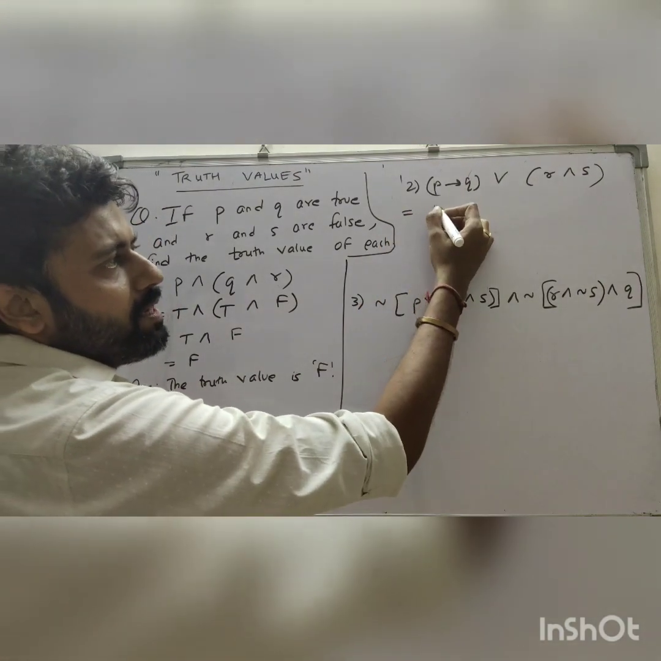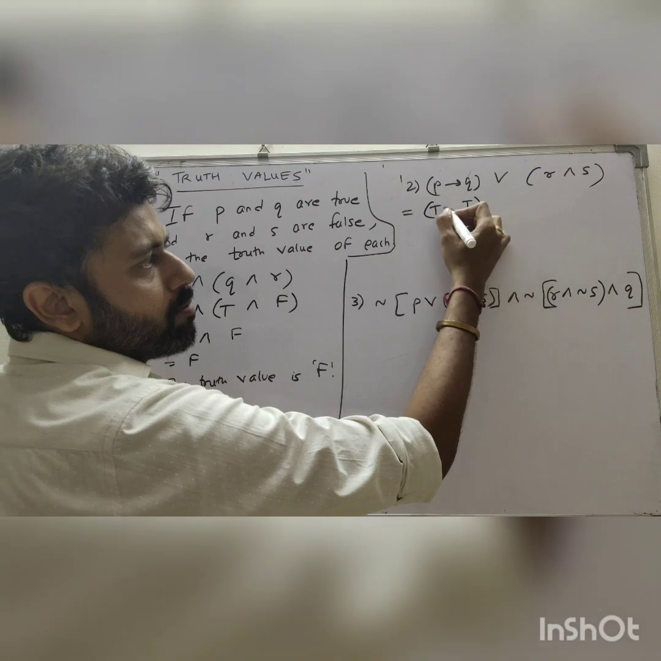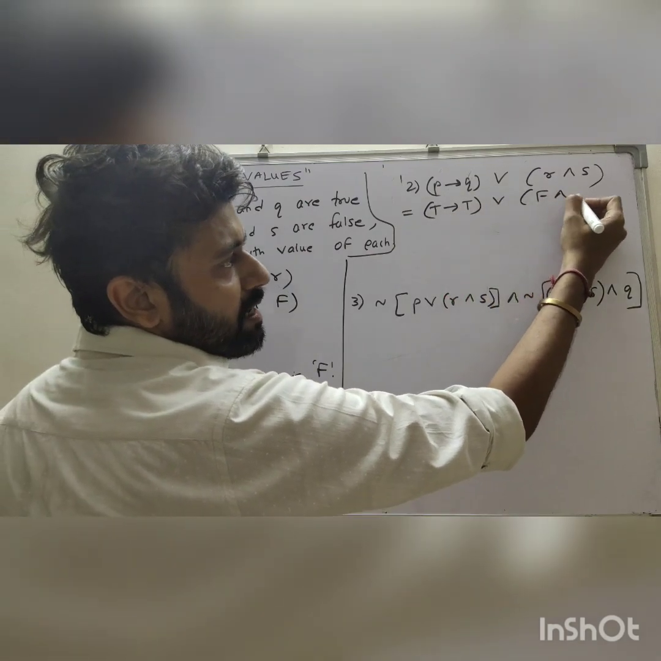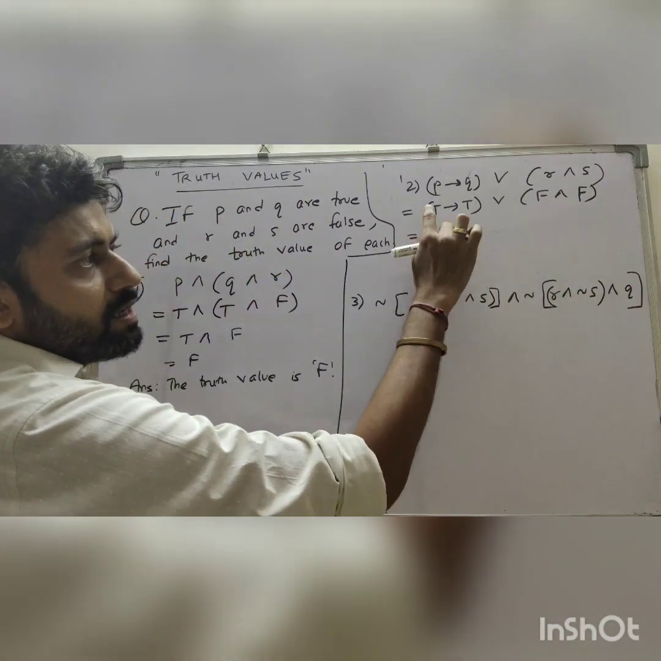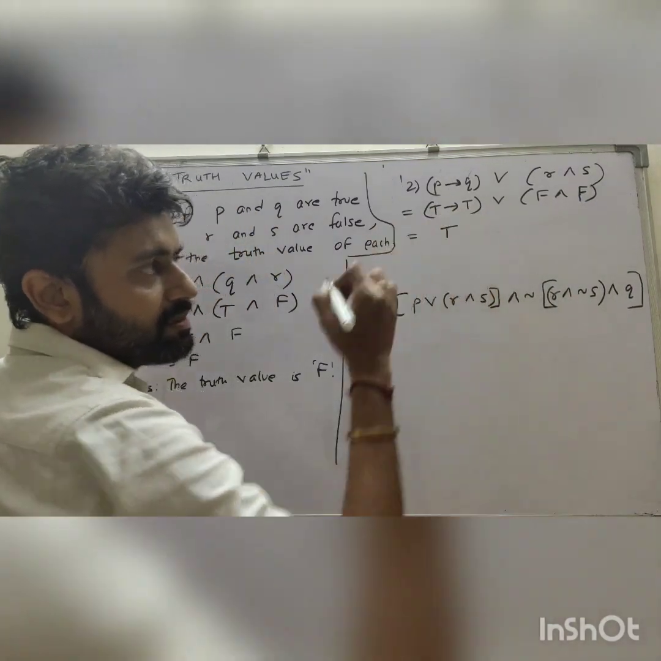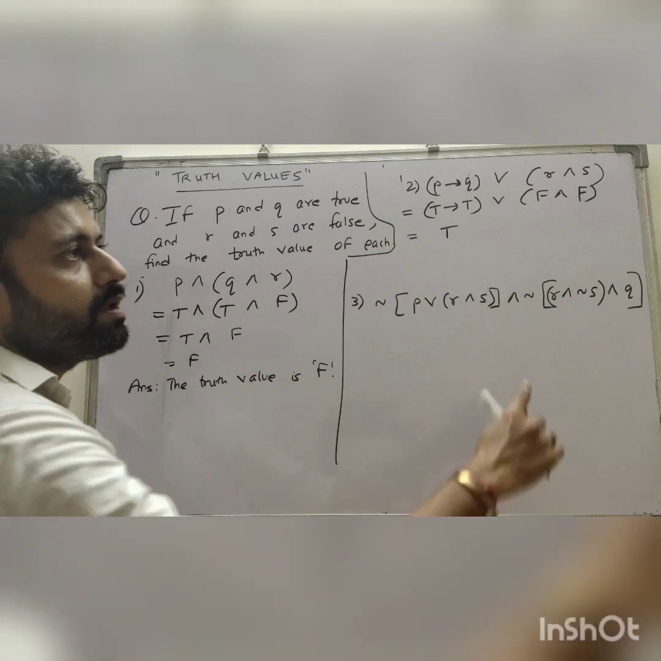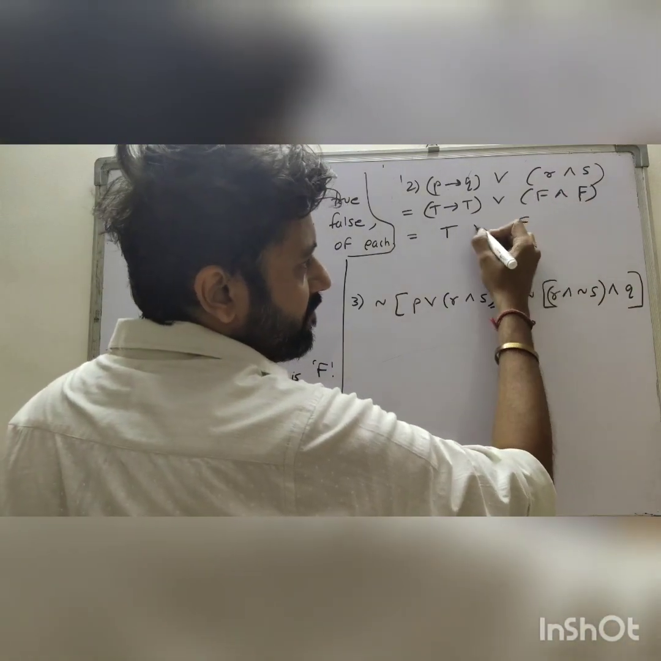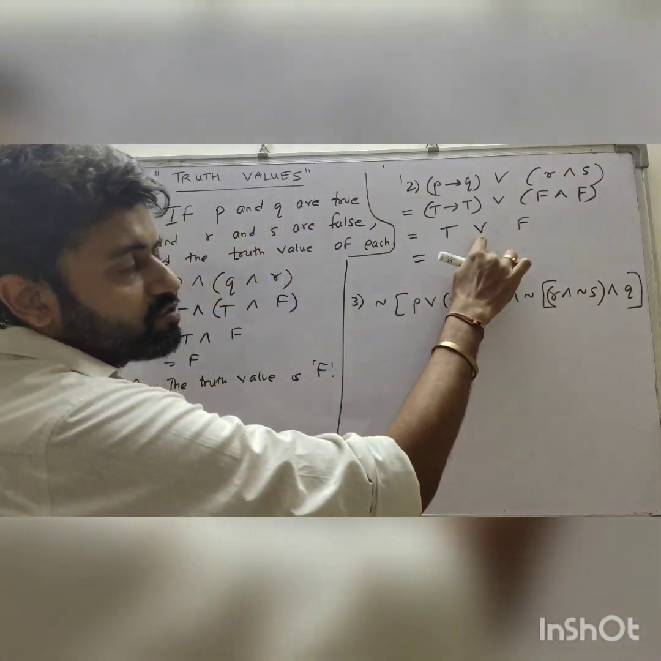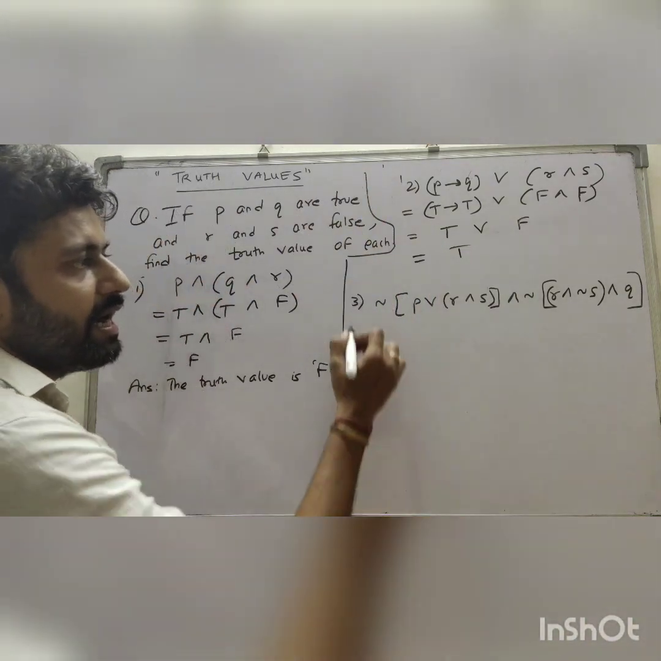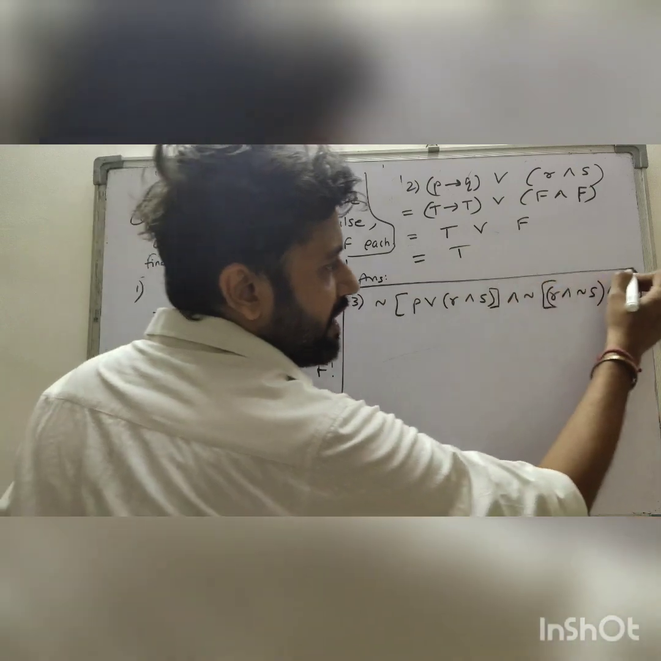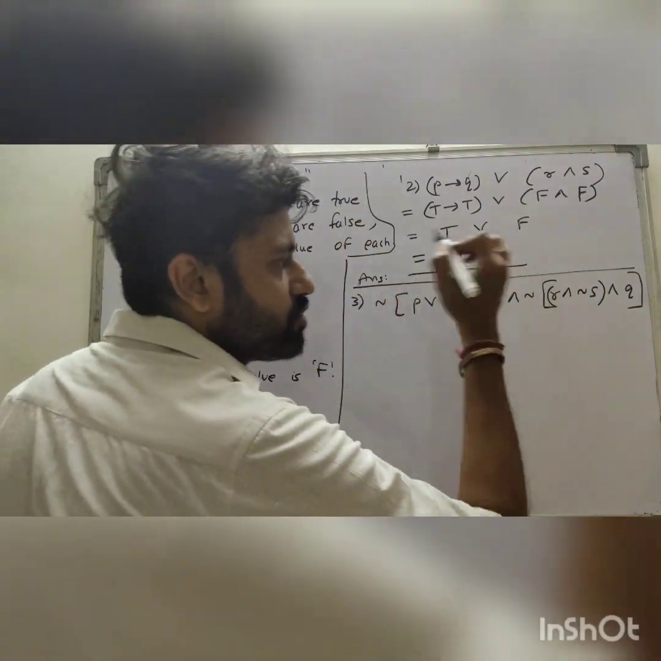Just solve it. P, Q, R, S. They both are false. T implies T is T. Remember from the table, F and F is F. T or F. This is called or. T or F is T. Answer. The truth value is true.